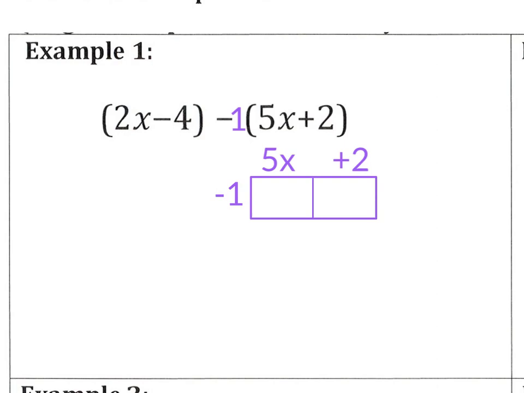So we know to fill these in, we're going to multiply the sides. So negative 1 times 5x is a negative 5x. And negative 1 times 2 on the side there, negative 1 times 2 is a negative 2.